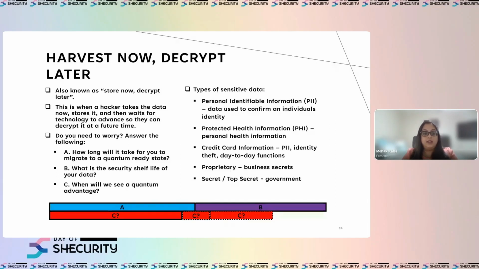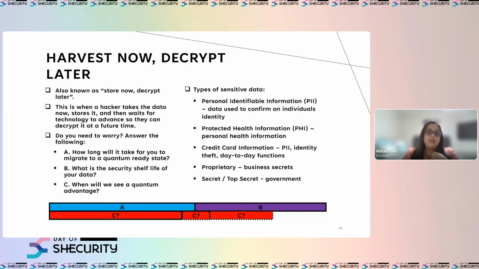That's just part A. Part B is, what is the security shelf life of your data? Again, this depends on your regulatory requirements. It could be something like 7 years. It could be 50 years, like education organizations, universities and those folks. It could be quite a bit. And then also moving all of that data that you have over to a post-quantum encryption solution. And then C is very important.